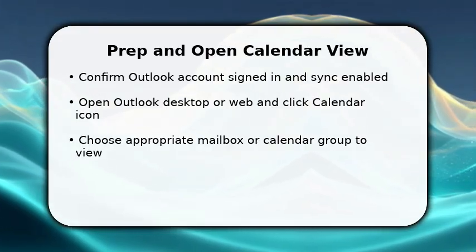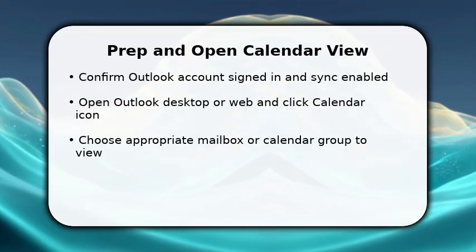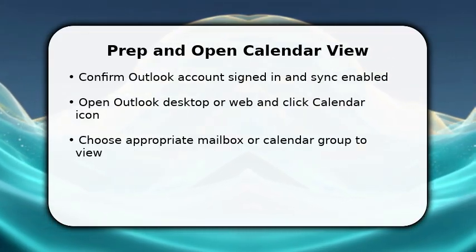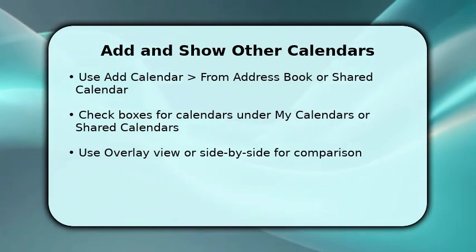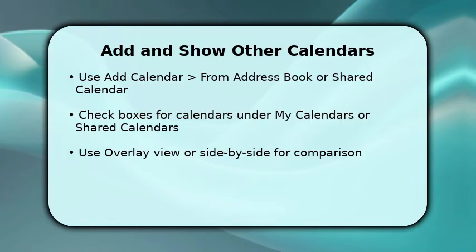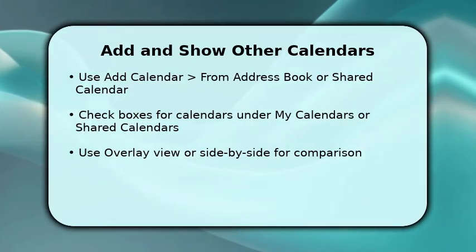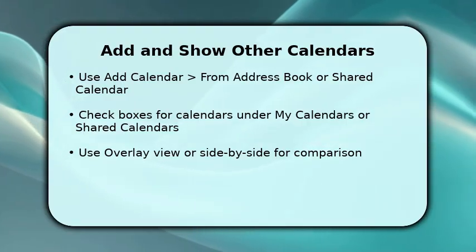This first set of actions gets you into the right calendar context and prepares Outlook to show shared or additional calendars. Now add the calendar you want visible. Use Add Calendar and pick from Address Book or Shared Calendar. Typing a name searches your organization. Once added, check the box beside that calendar under My Calendars or Shared Calendars so it appears.